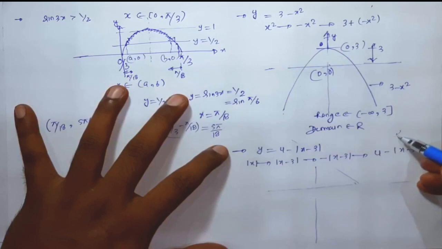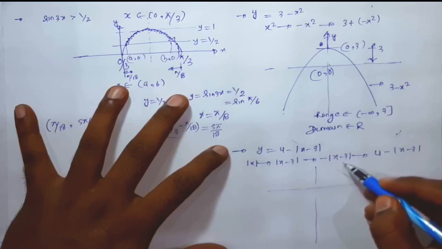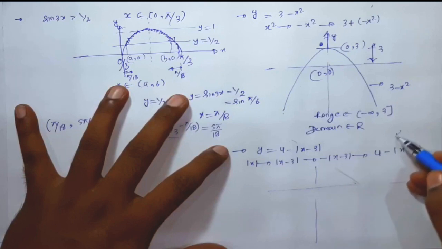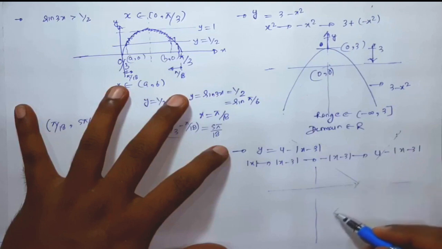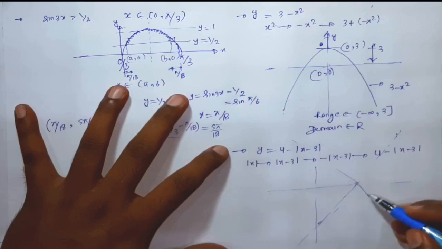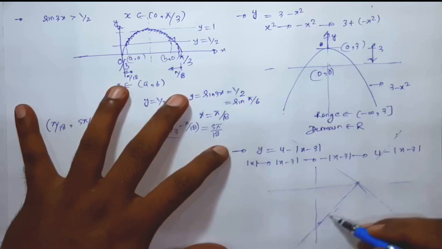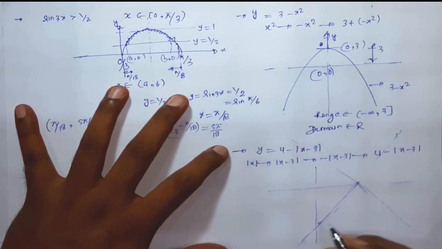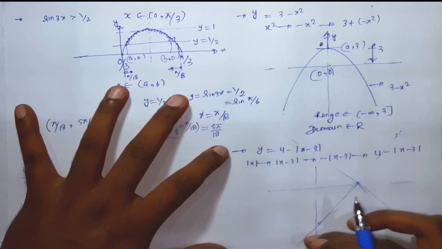Now we are going to take the image of this portion in the x-axis to get the graph of minus of mod of x minus 3. So this will be like this. So this is the graph of minus of mod of x minus 3. This distance is 3.